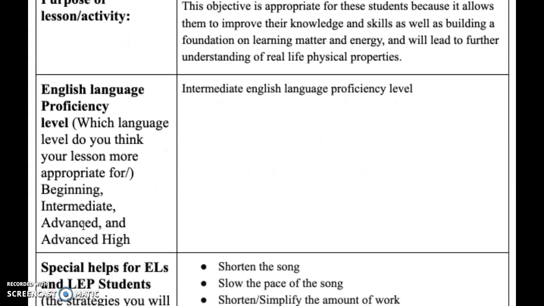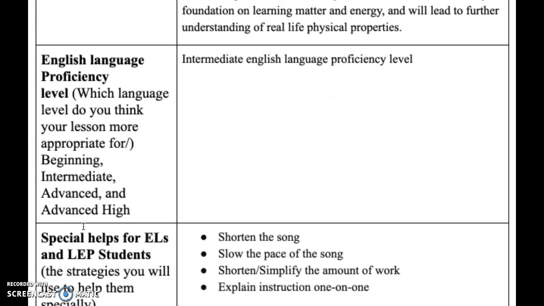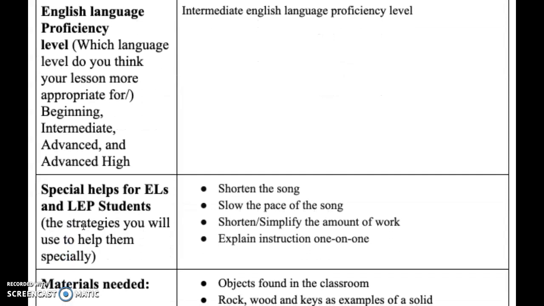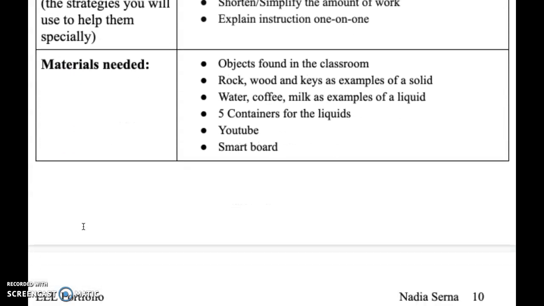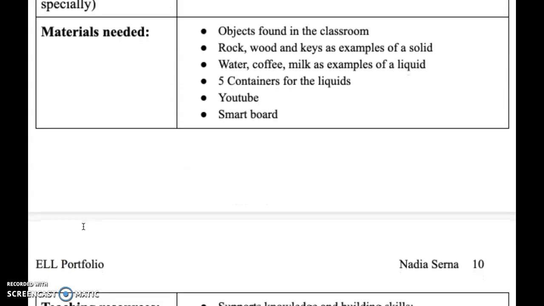And the English language proficiency level is intermediate. And special helps for English learners and LEP students: I would shorten the song, slow the pace of the song, shorten or simplify the amount of work, and lastly, explain instruction one-to-one. And here are the materials that will be needed.